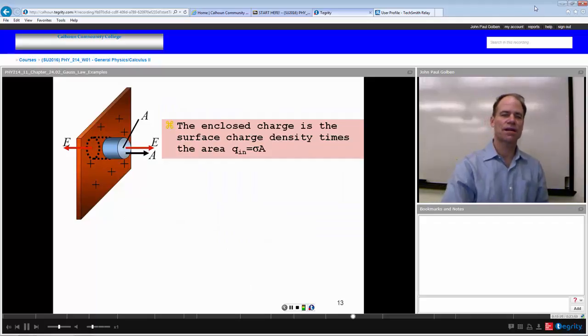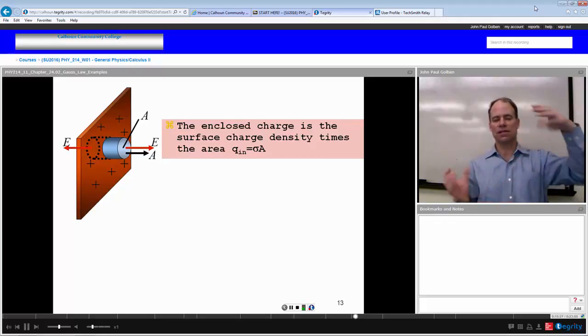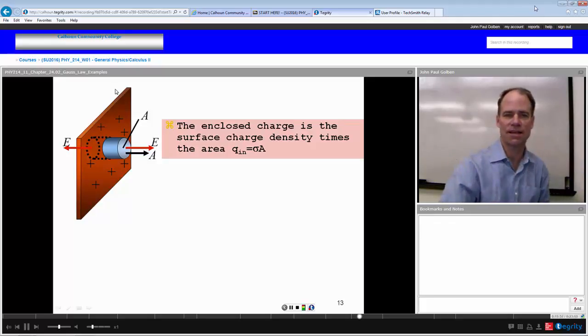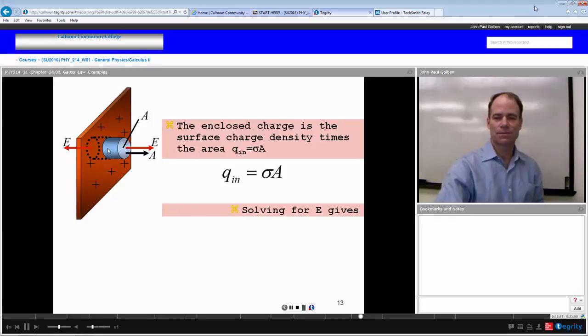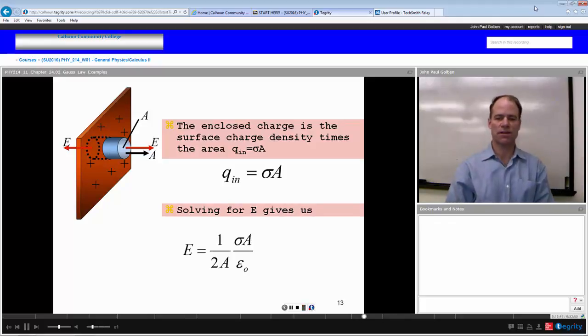I'll also recognize that the charge enclosed is just that charge in that little disk that is enclosed inside my Gaussian surface. That's equal to the cross-sectional area of the can times the charge per area. That will be the charge that's on that little disk inside the can. So that's going to be sigma times A. So now, solving for E, E is equal to 1 over 2A, sigma times A over epsilon naught.